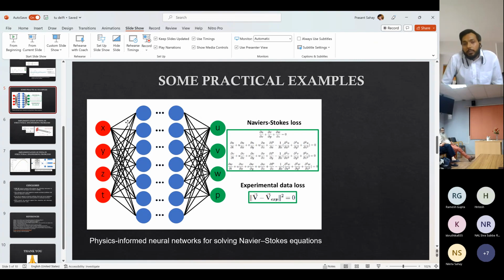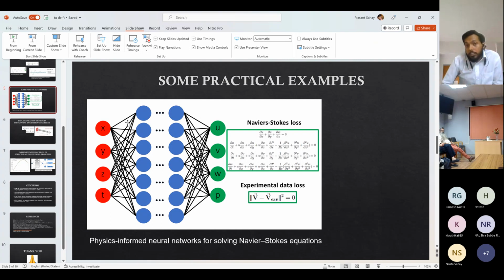Sir, here X, Y, Z, and T are the inputs, and U, V, W, and P are the outputs. U is the velocity in the X direction, V is the velocity in the Y direction, W is the velocity in the Z direction, P is the pressure, and T is the time. There are some weights and bias, which I have to research. Using those weights and bias and the neural network, we get the output U, V, W, and P. The physics involved here is the differential equation, which I have mentioned there.